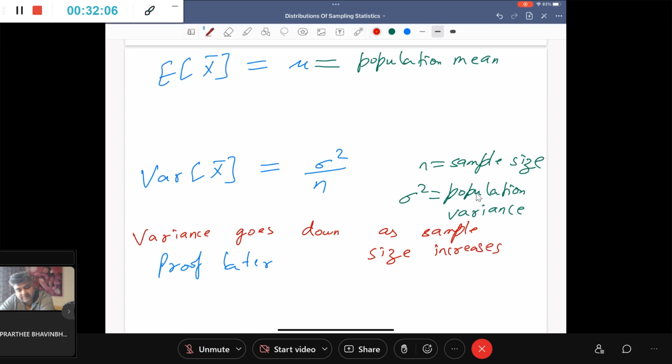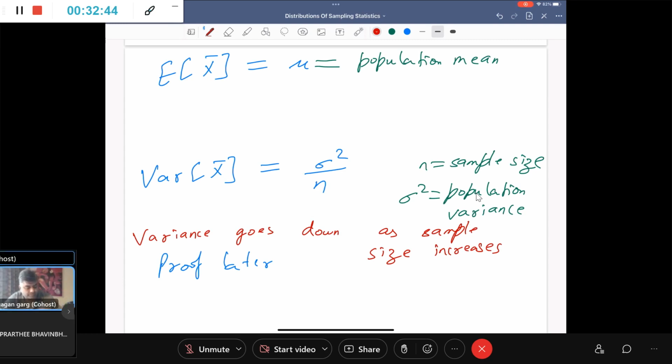When you take a bigger and bigger sample, the variance of X bar, the variance of the sample mean, keeps going down. And that kind of makes sense. Let's say you're talking about elections in a state like UP, which probably has maybe 10 crore voters. If you talk to 10 people only, you'll get a certain X bar, but it is understandable that the variance will be high. But if you talk to 10,000 people, then it is obvious that you will get a lower variance in your sample mean.